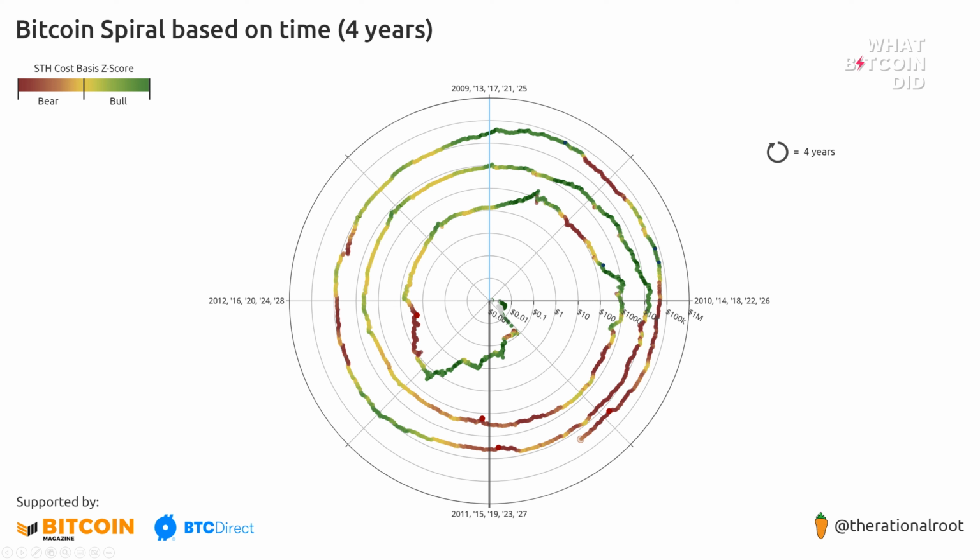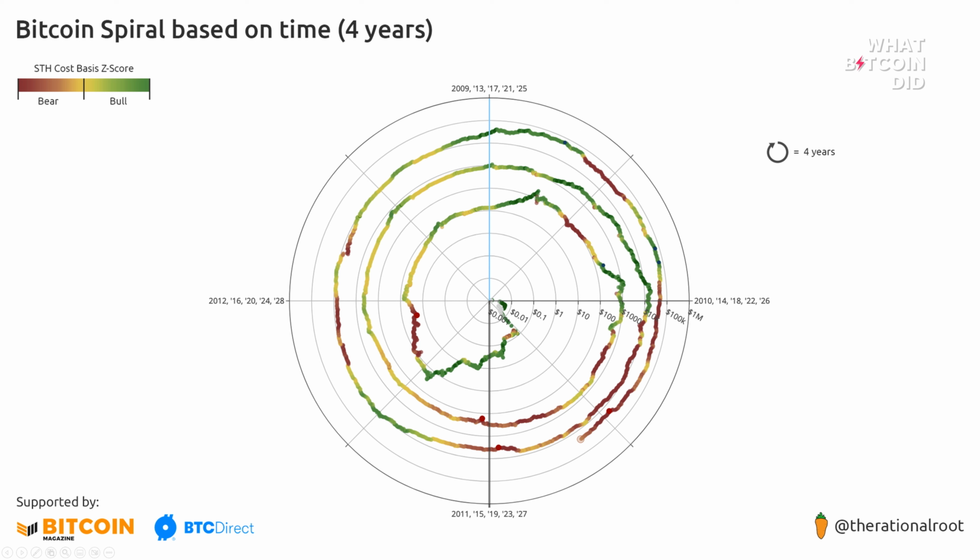So this one, again, we are looking at the spiral chart, but here I'm actually using some on-chain data to show. So I use the short-term holder cost basis, which is the same as the short-term holder realized price. The realized price is the average purchase price of all Bitcoin, right? So the last price that has been paid for each transaction on the blockchain, and if you count those up, you get the realized price.